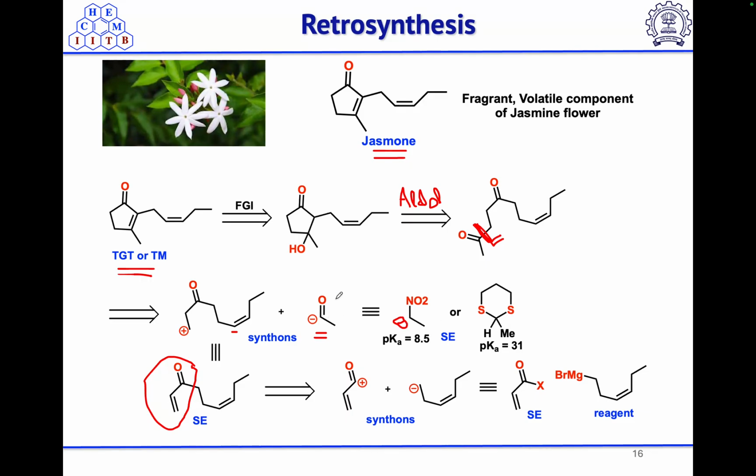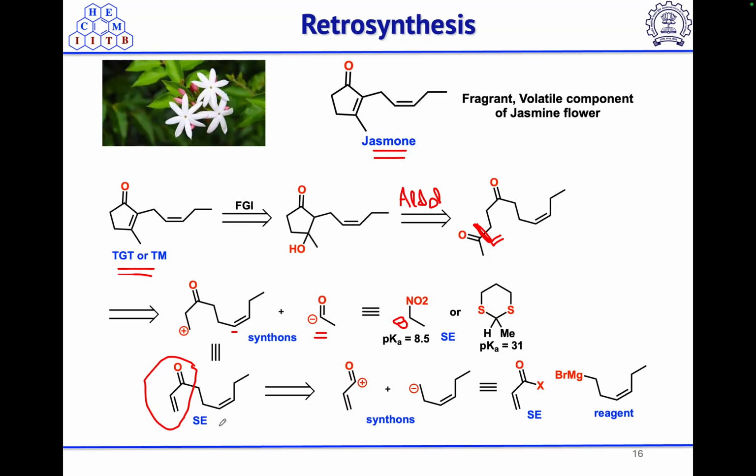Generally the carbonyl center used to be positively charged. Right now you are generating an anion at the carbonyl center, so you have to do Umpolung chemistry. So by these two ways we can generate the carbonyl anion.